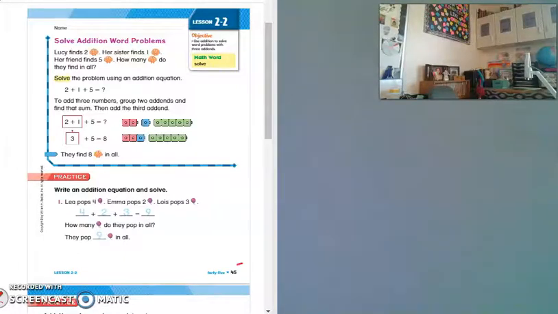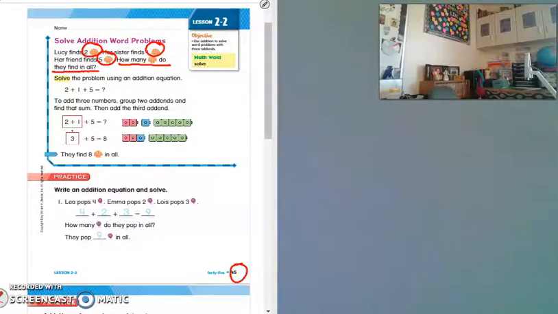So if we look here on page 45, up at the top, it says, Lucy finds 2 seashells. I would love it if you would all circle 2 seashells. Okay? And it says her sister finds 1 seashell. So circle 1 seashell. Her friend finds 5 seashells. So circle 5 seashells. Now we underline the question so we understand what they're asking. So the question says, how many seashells do they find in all? So we're trying to solve a problem using this 2, this 5, and this 1.